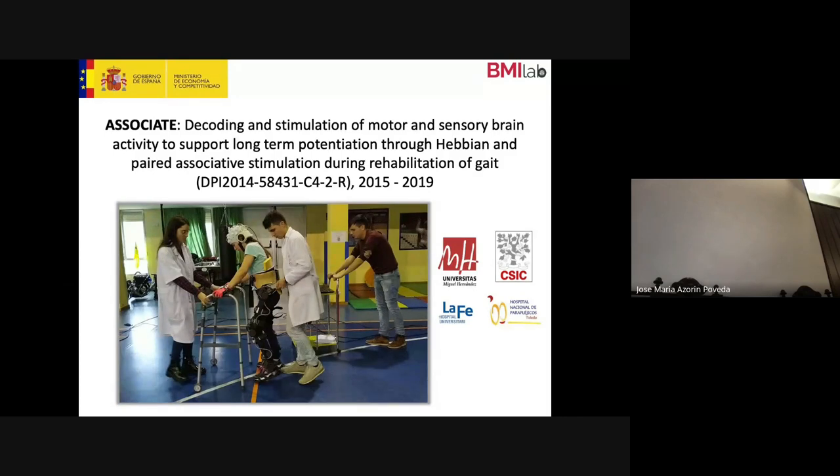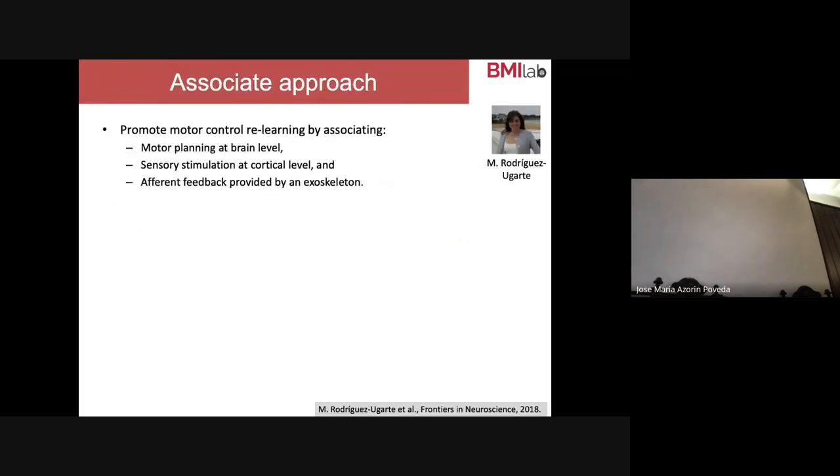So the idea of this project was to try to develop a new therapy for spinal cord injury people that combines different approaches for trying to recover the functionality that has been lost. What we try to do is promote motor control relearning by associating 3 aspects: the motor planning at the brain level, the sensory stimulation at the cortical level, and finally, the afferent feedback provided by an exoskeleton.